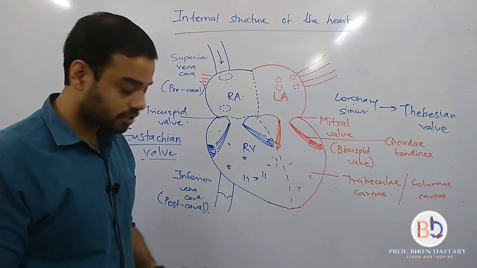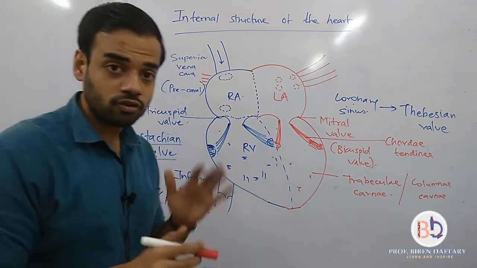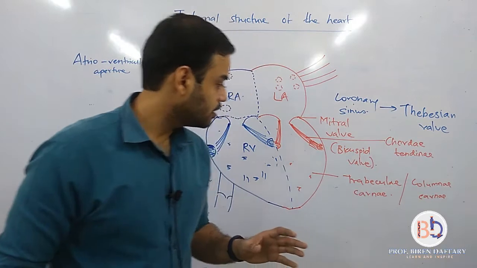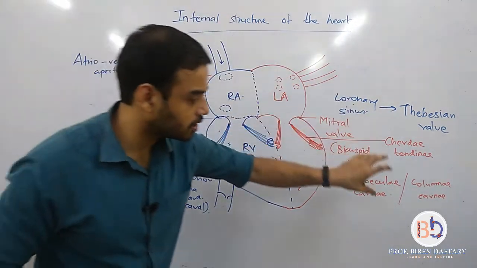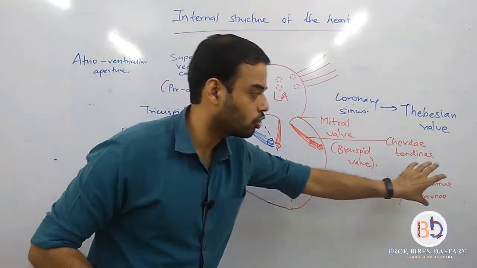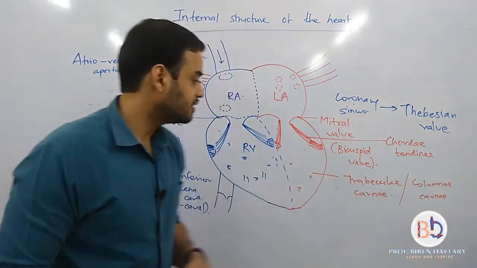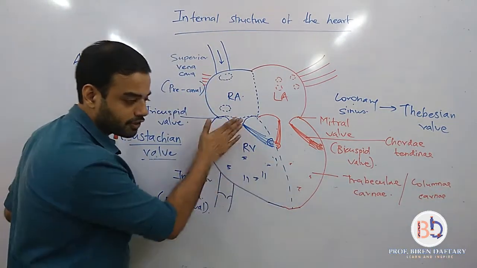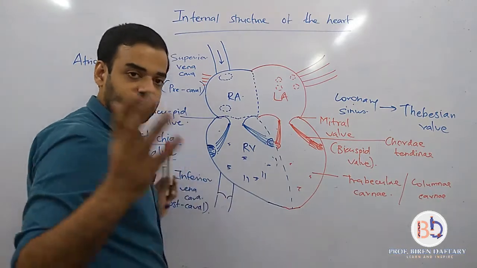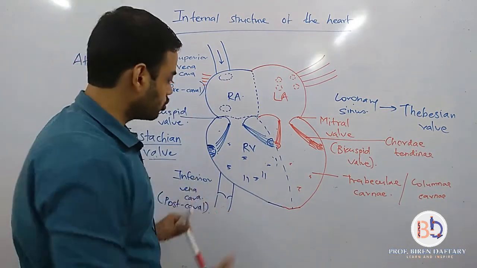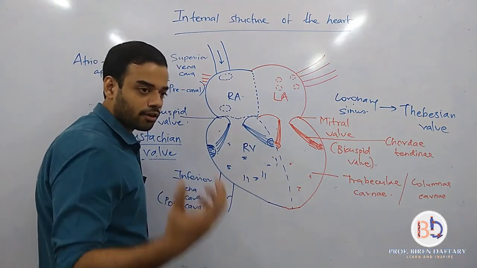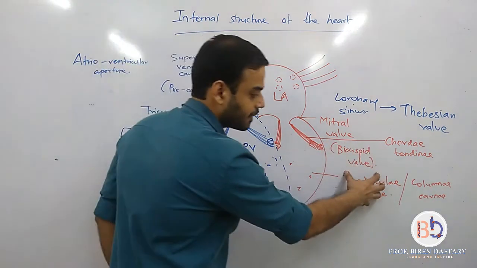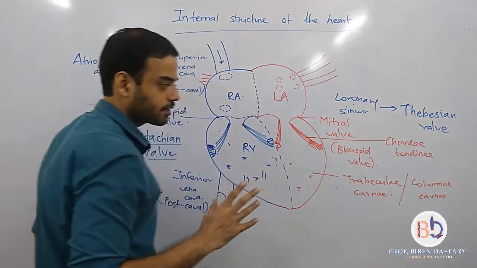Is this clear? So you have a lot of words to remember. You have to remember this trabeculae carnae or columnae carnae. What are these? This is basically the rough surface of the inner part of the ventricle. So your inner surface of the ventricle is rough. That is called trabeculae carnae, columnae carnae.